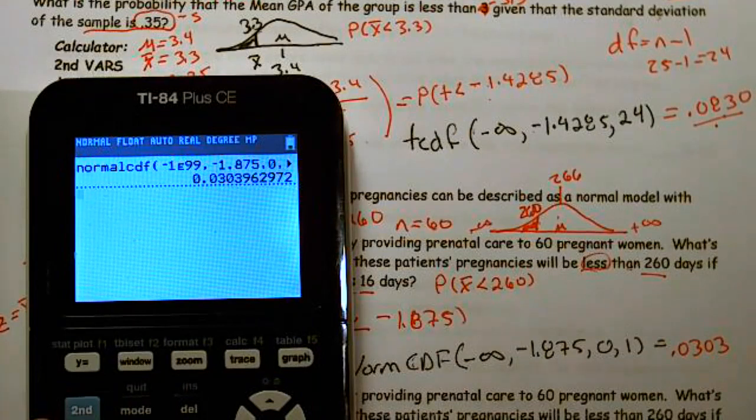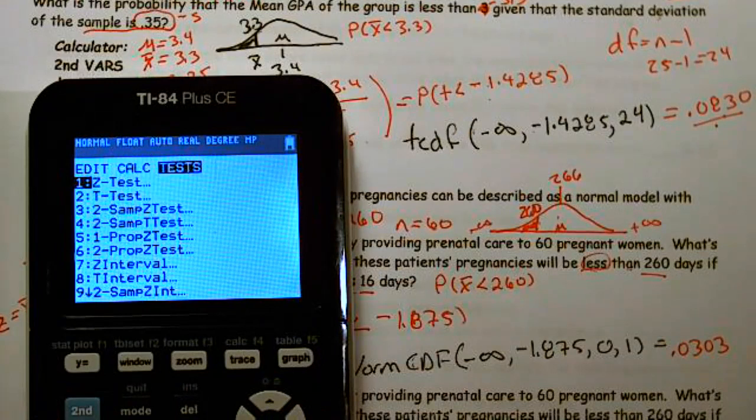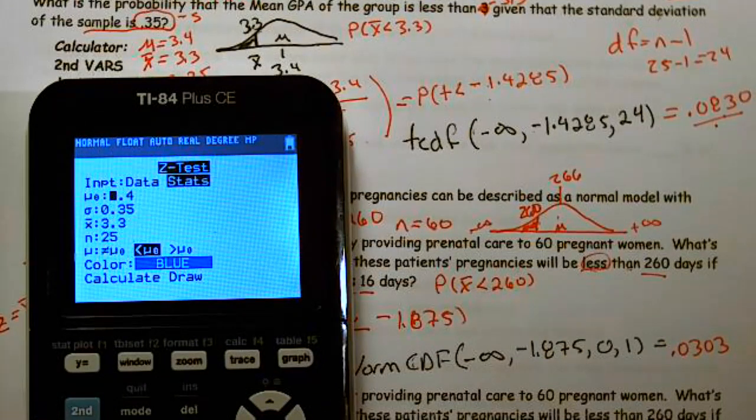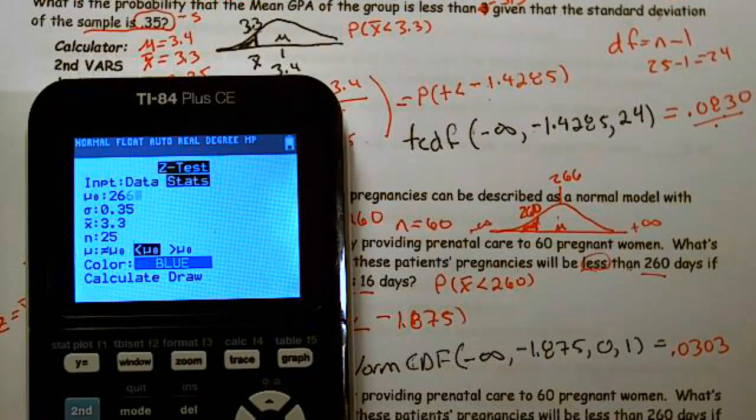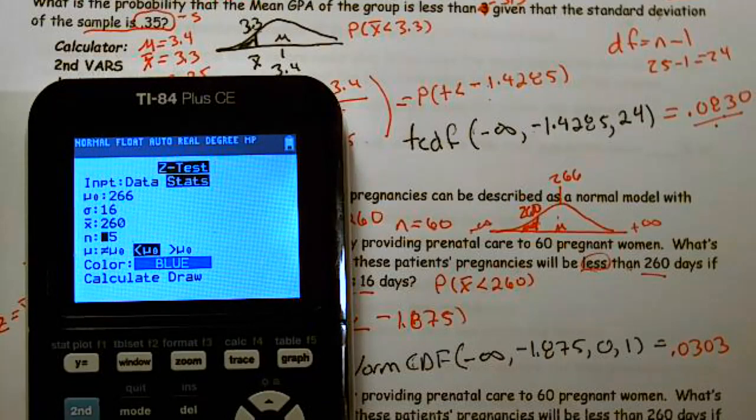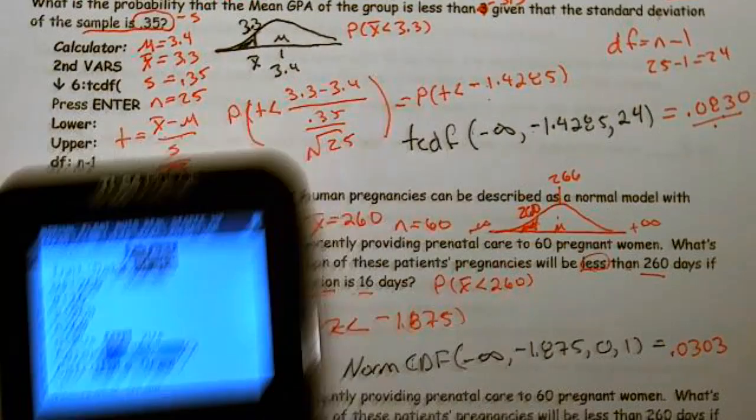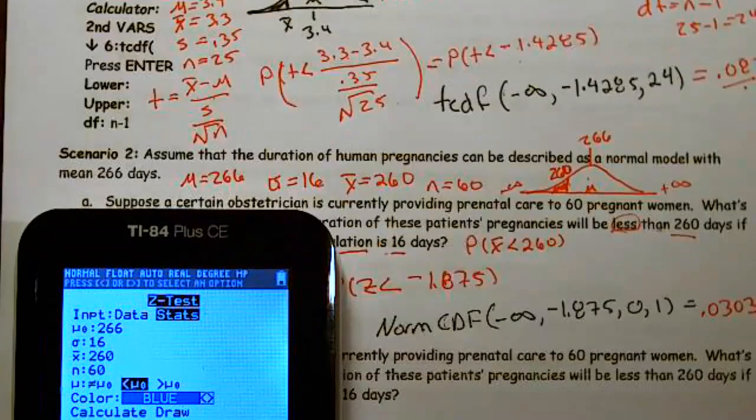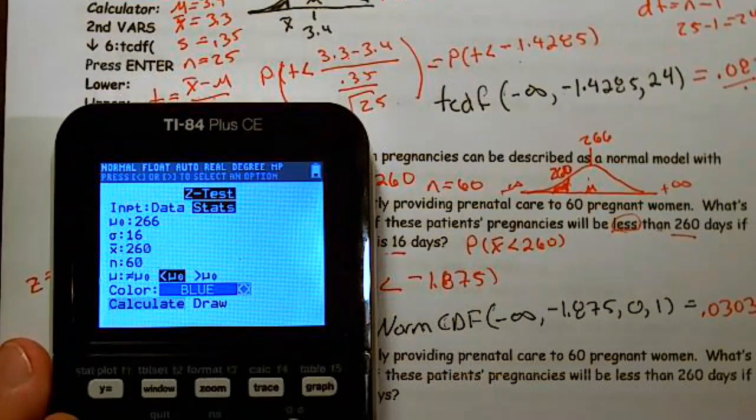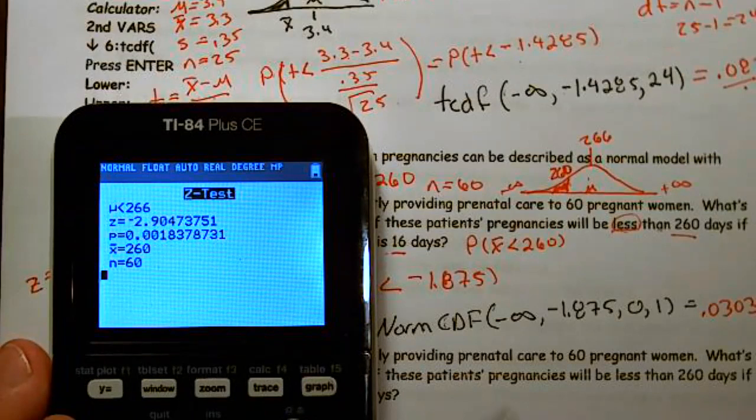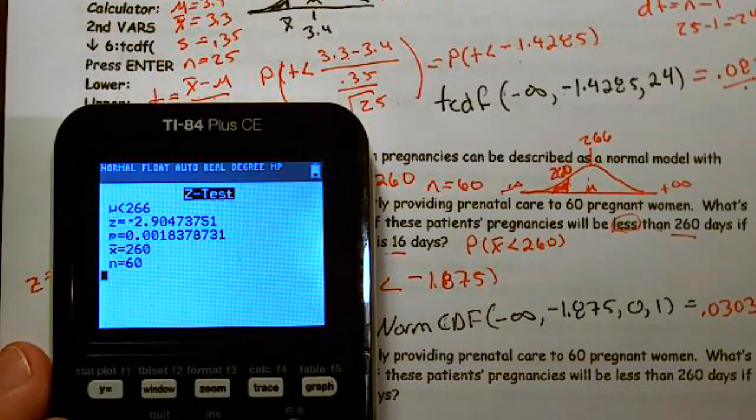All right, so that's the long way. Let's go ahead and do this the shortcut. Stats, test, z-test. And in this case, my mean was 266. My standard deviation of the population was 16. 260 was my X bar. I had a sample of size 60, less than. And by the way, I just copied those values from what I had written up here. And I did a calculate. And somehow or another, I got a different value. That's a little bit disturbing.